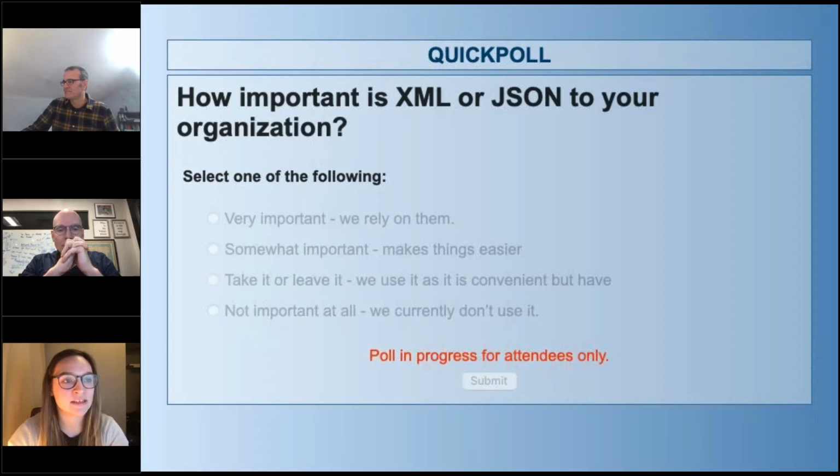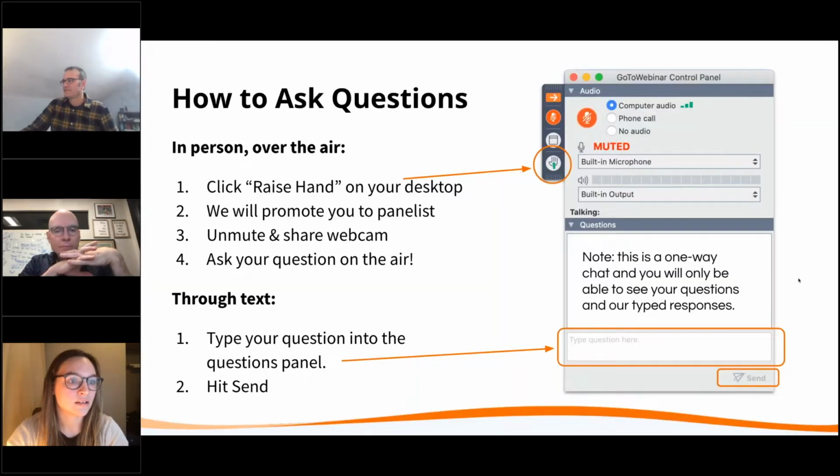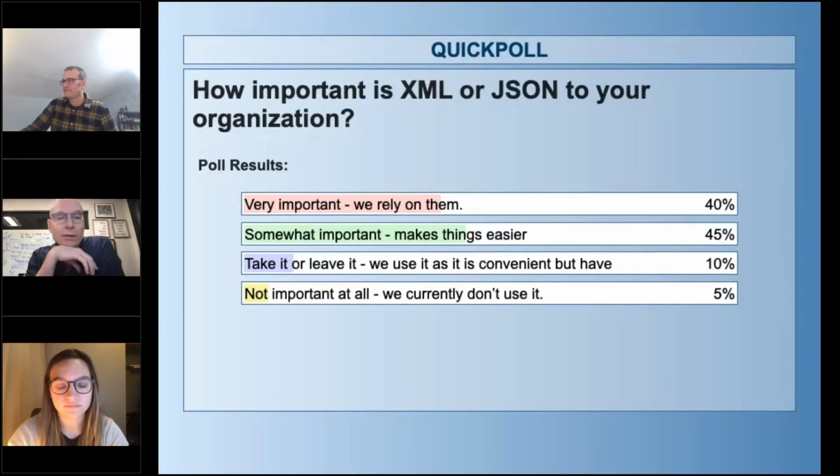It seems to be very important to people, so that's awesome. This is a great group. We'll close that down in just a second. Look at that, like 85% say XML and JSON is important. So that's great.